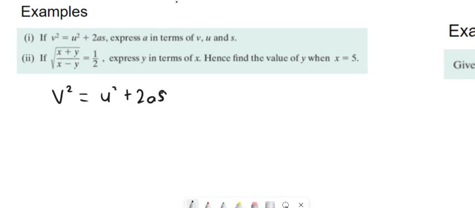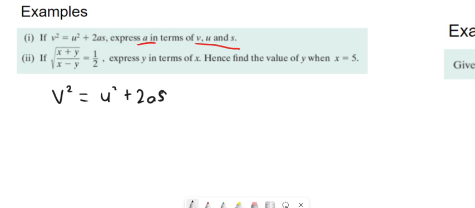So with this topic, we're really just trying to get whatever it wants by itself, and we want to move everything else to the other side. So here it says to express a in terms of v, u and s. So we just want to get the a by itself and put everything else over on the other side. So we're just going to do opposites. The opposite of adding is subtracting, the opposite of multiplying is dividing, and the opposite of squaring is square root. So we're going to use those things to move things to the other side.